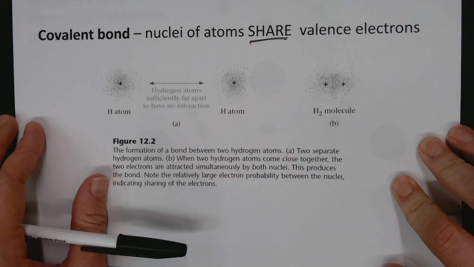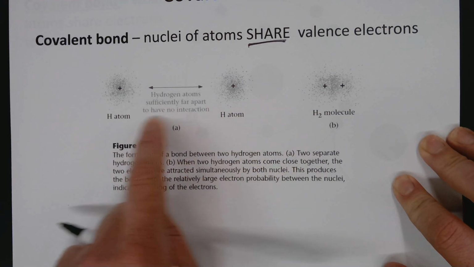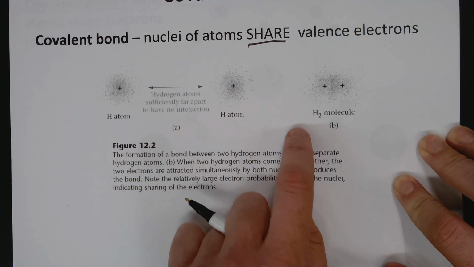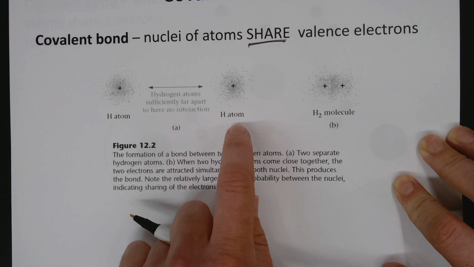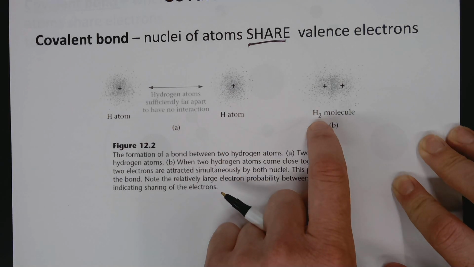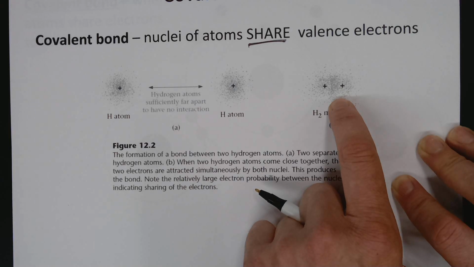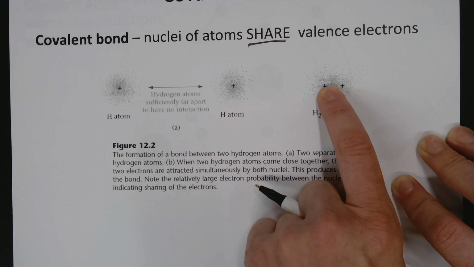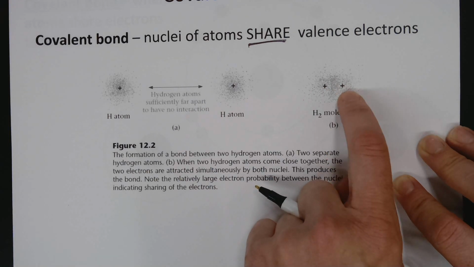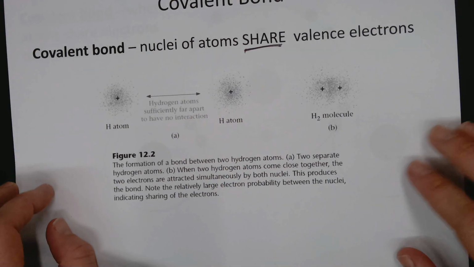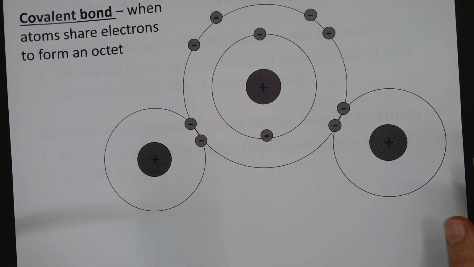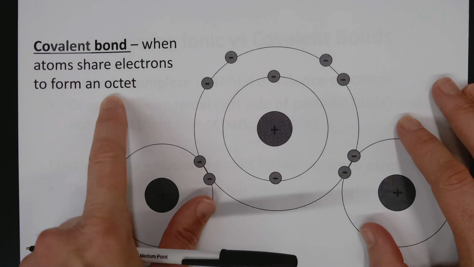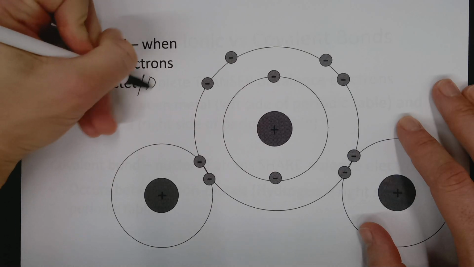And this is just a little picture representation where we have 2 hydrogen atoms and the electron cloud surrounding those atoms. And so when one hydrogen atom forms a bond with another, you get hydrogen gas, or H2. And what's happening is that each atom is sharing each atom's electron around each nucleus. So again, a covalent bond is when the atoms share electrons to form an octet, or in the case of something like hydrogen, a duet.